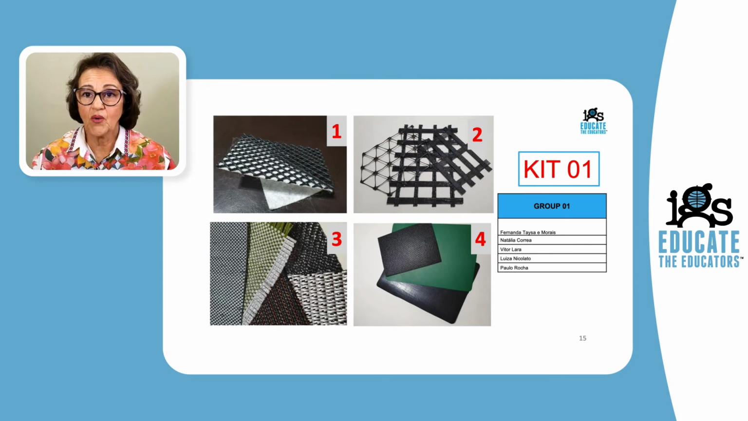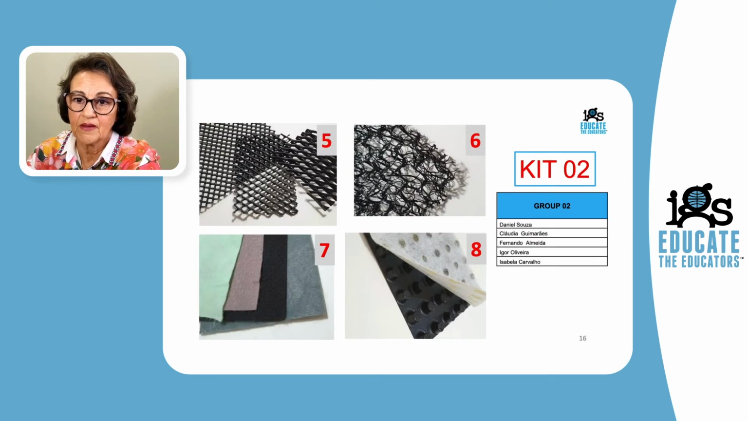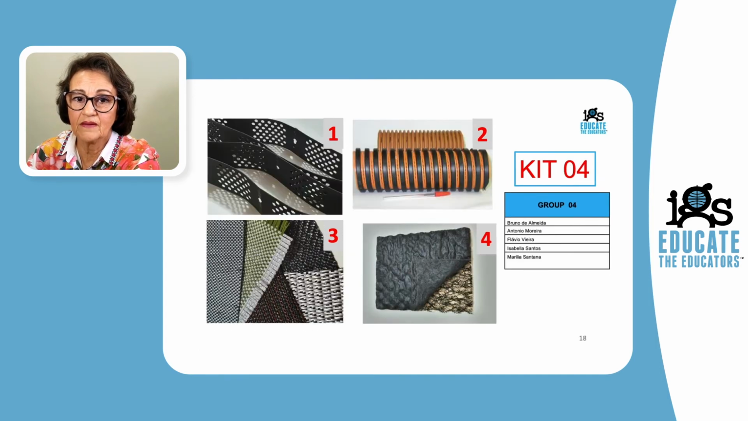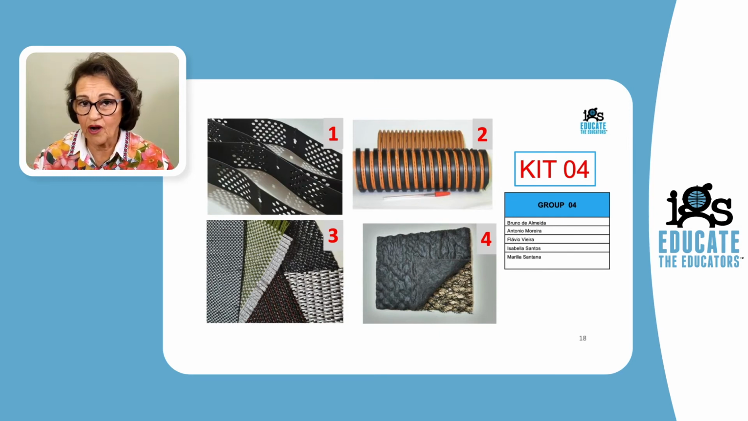The sample kits with the corresponding groups for each one. Kit 1, group 1, with 5 participants, and 4 different types of geosynthetics. Kit 2, kit 3, and kit 4, group 4, with other different types of geosynthetics. In the online course, it is suggested to send these digital kits to the students before the day of the class so they can take a look at their aspect before the class.